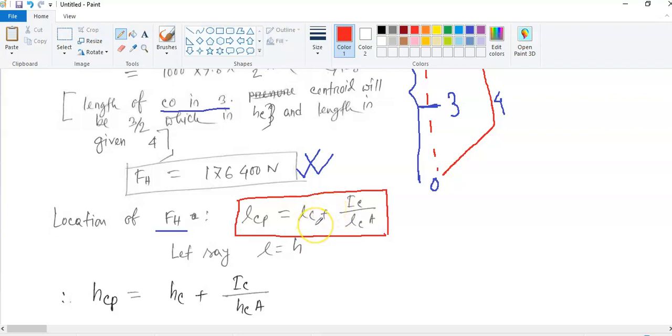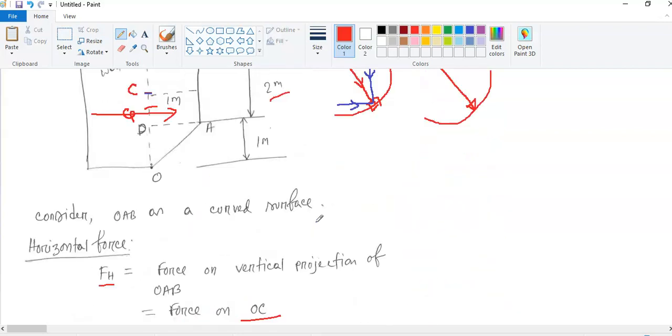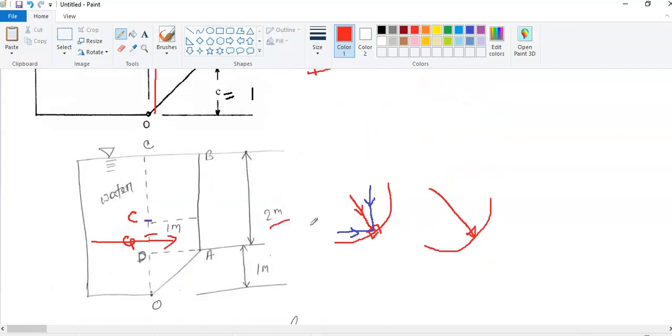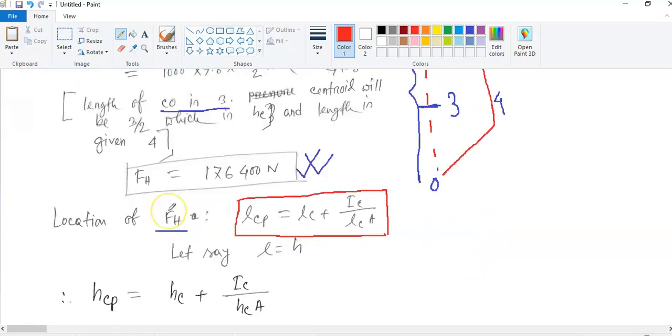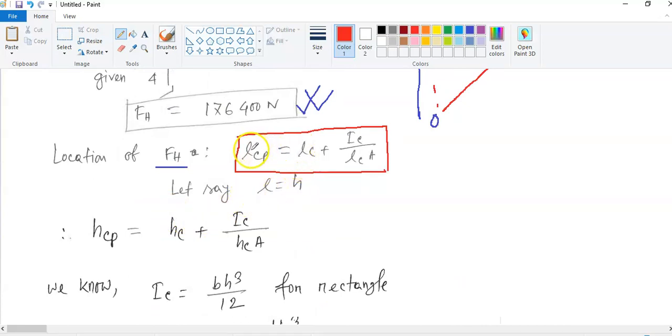So the length L, let's say L is actually the height. We will calculate the moment. Here we see LCP equals LC plus IC over LCA. Let's say L equals h, then it should be h_CP, that means the distance of the center of pressure. This is h_C, the centroid distance. IC is the second moment of inertia, and A is the area.